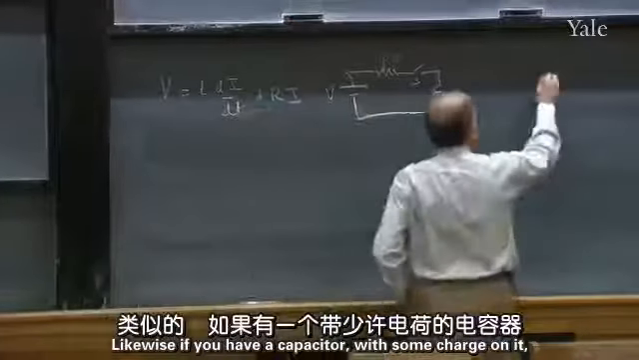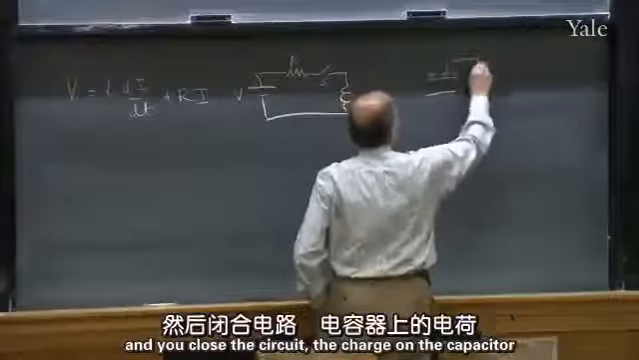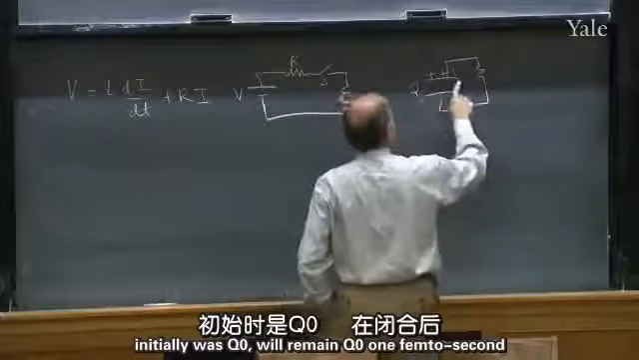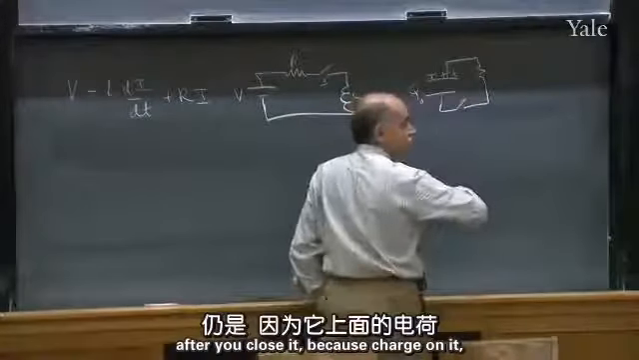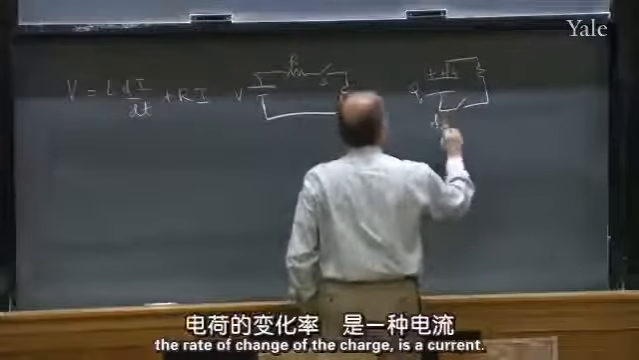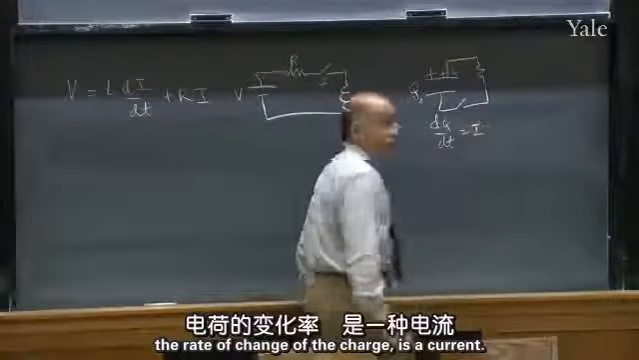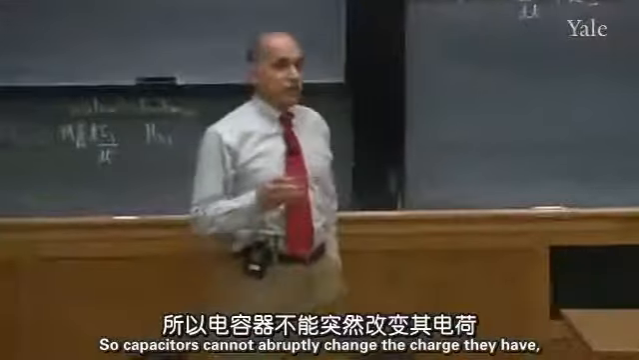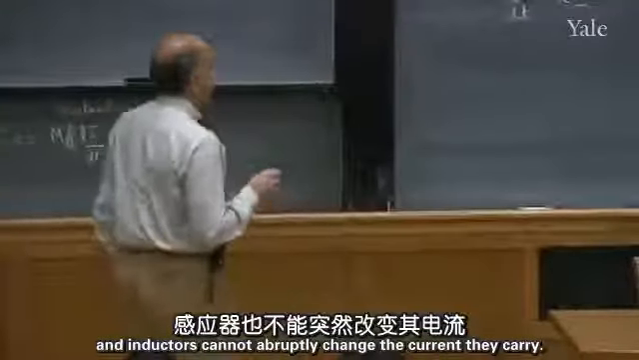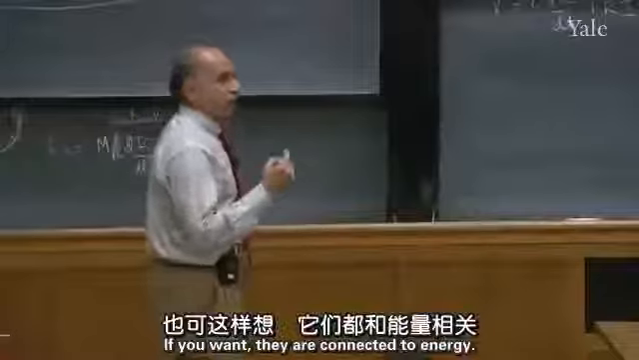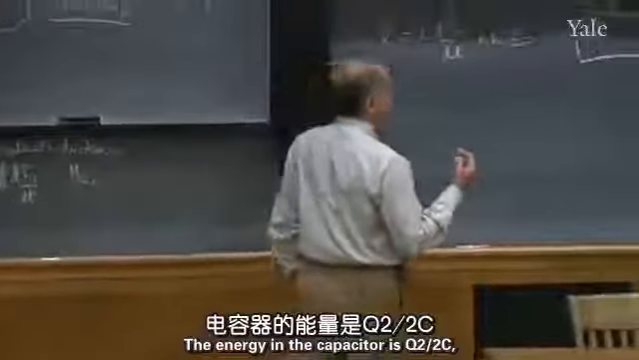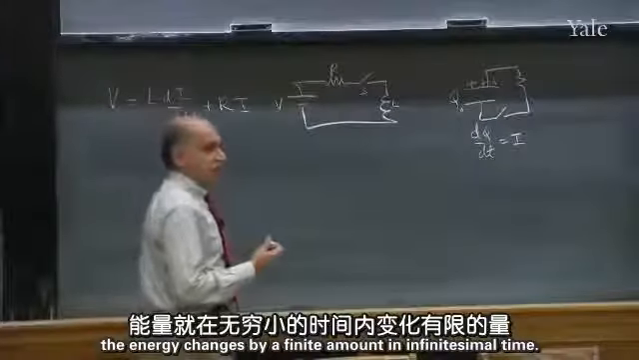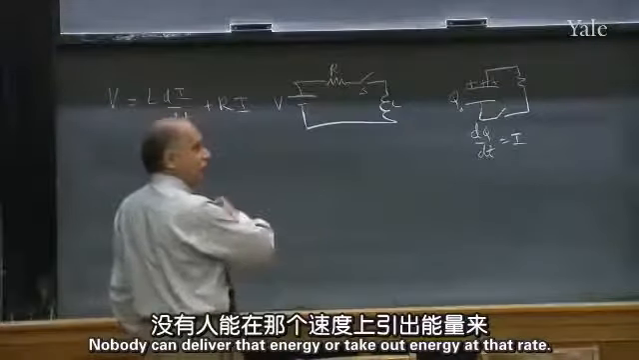Likewise, if you have a capacitor with some charge on it, and you close the circuit, the charge on the capacitor, initially Q0, will remain Q0 one femtosecond after you close it, because the rate of change of the charge is a current, and the current is finite in any real problem. So capacitors cannot abruptly change the charge they have, and inductors cannot abruptly change the current they carry. And if you want, they are connected to energy. The energy in the capacitor is Q squared over 2C. Therefore, if Q changed abruptly, the energy would change by a finite amount in infinitesimal time. Nobody can deliver that energy or take out energy at that rate.